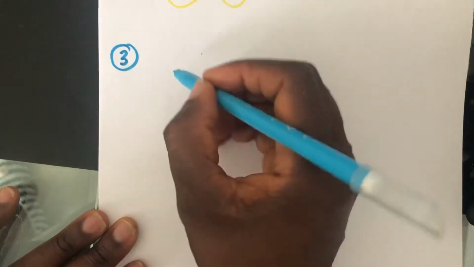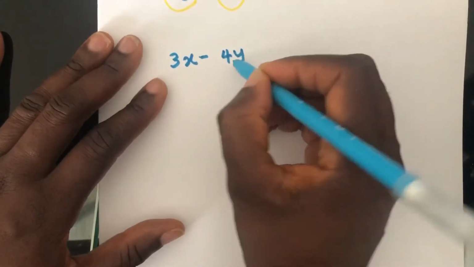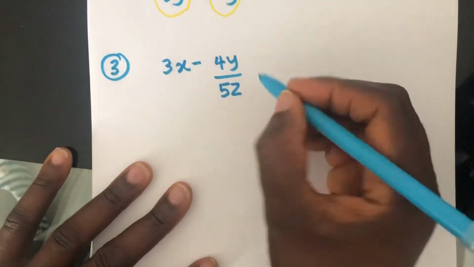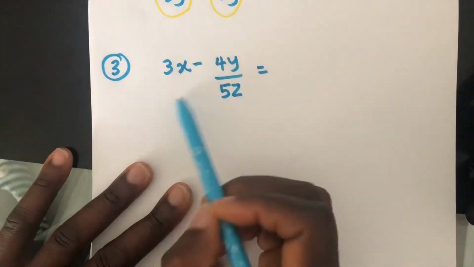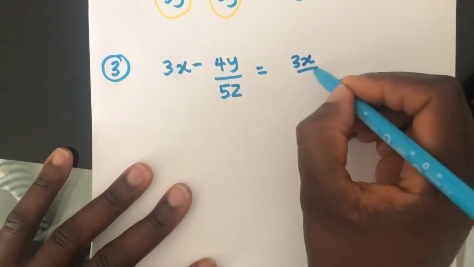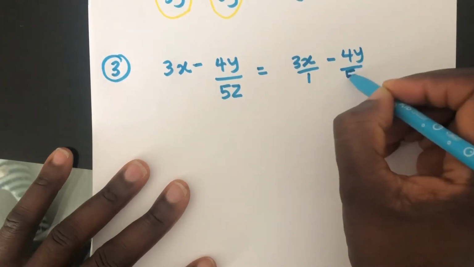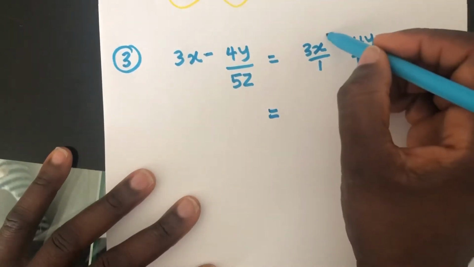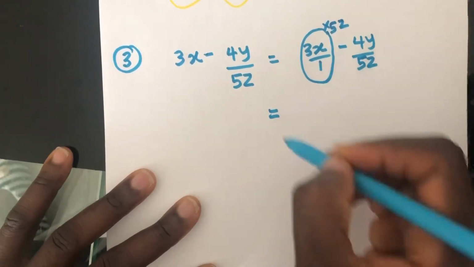On this one, I've got 3x minus 4y over 5z. Now this one's a little bit more challenging. You have to remember that all numbers are actually all fractions over 1. So if you make that fraction over 1, 3x over 1, then that would become 3x over 1 minus 4y over 5z. And if we times this fraction by 5z, then we would have common denominators.